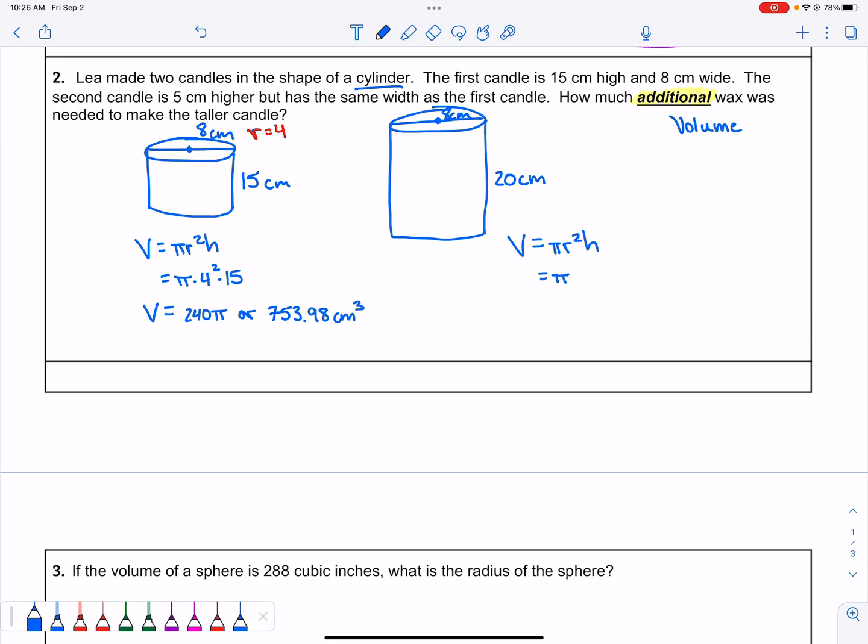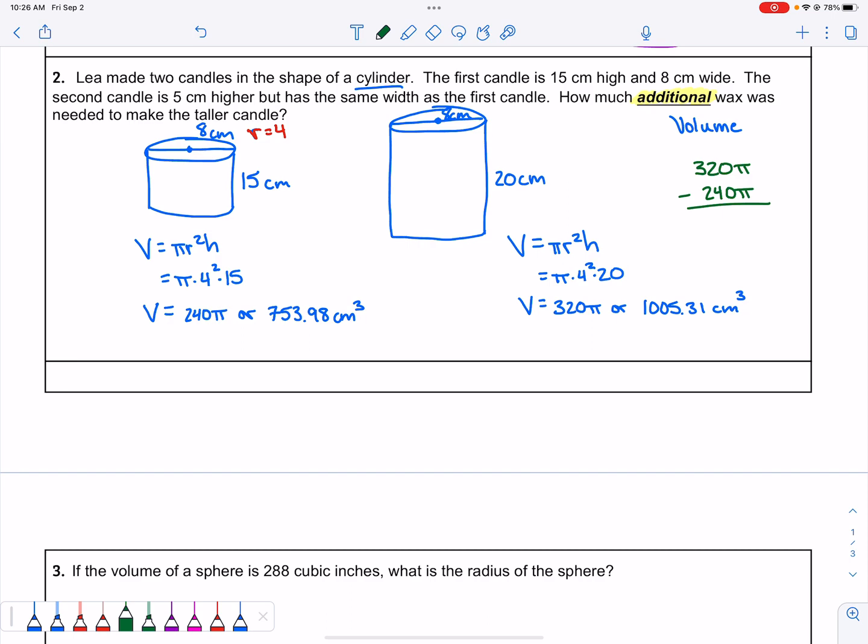The radius would stay 4 because that hasn't changed, but the height is now taller. It's equal to 20. And then the total volume for the second candle is 320 pi, or 1005.31 cubic inches. So they asked how much additional wax is needed. So we've got to take the bigger candle and subtract the smaller candle volume to figure that out.